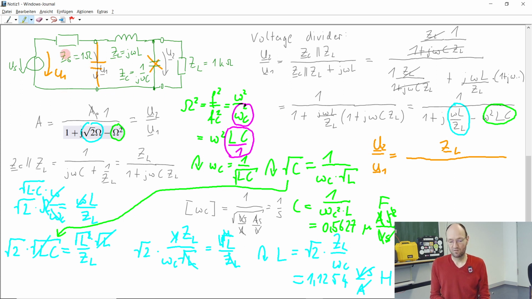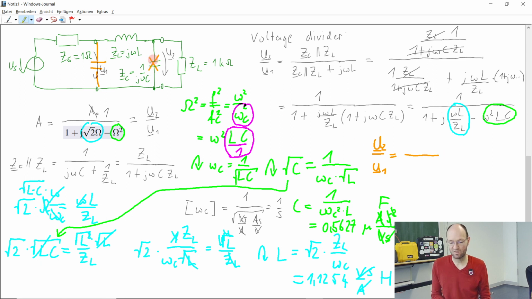And the total voltage, this is now really getting complicated. So this is gone. Good question what we do here.